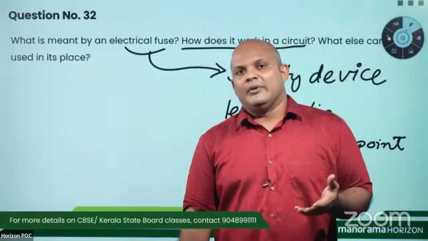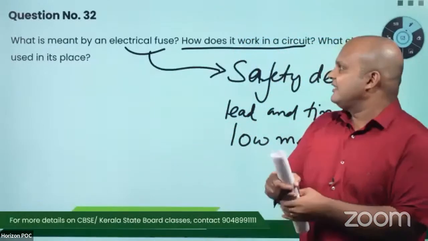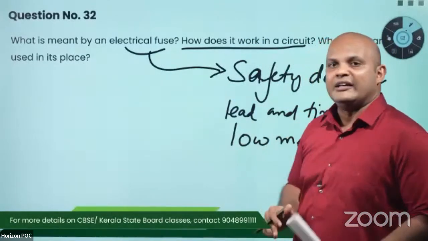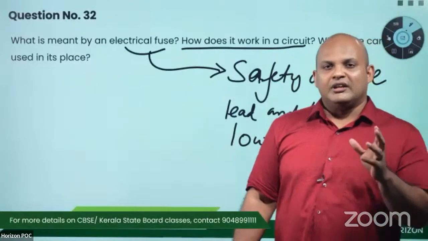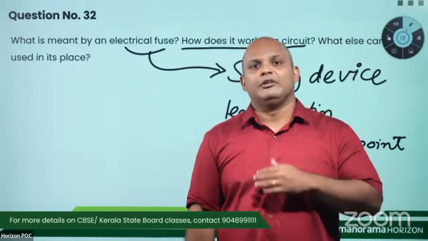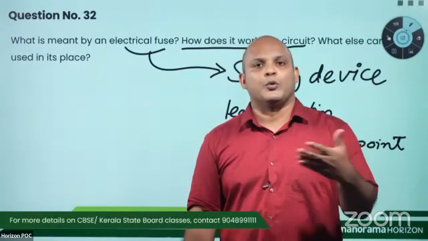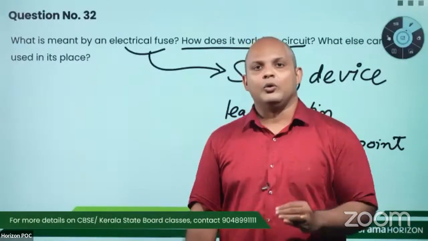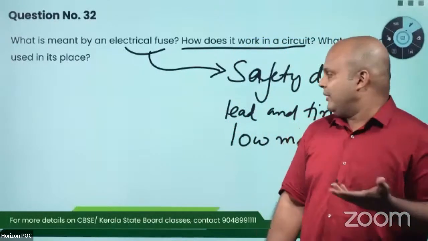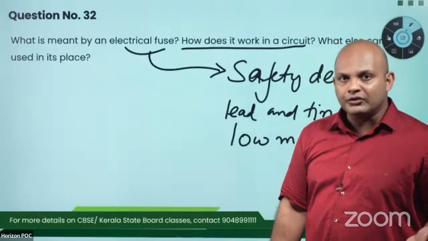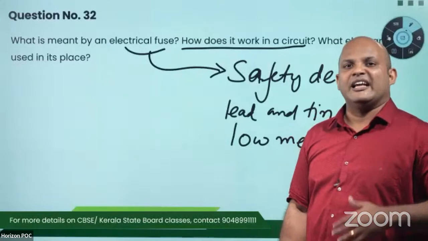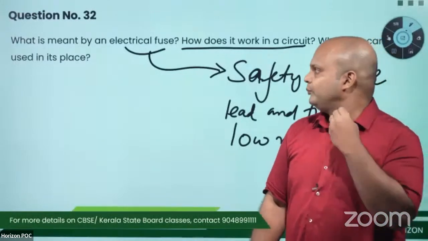So to prevent that from happening, what happens? If this person has installed a fuse in his house, the fuse has a low melting point. So before the current can reach a dangerous level where a fire can start, the fuse will simply melt and it will completely break the circuit. Once the circuit is broken, there is no current and there is no risk of fire. So it is a safety device. The fuse is a safety device made from lead and tin of low melting point. It works by melting and breaking the circuit when the current exceeds a safe value.